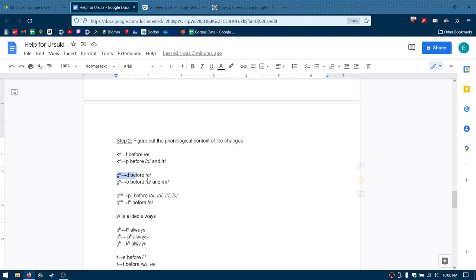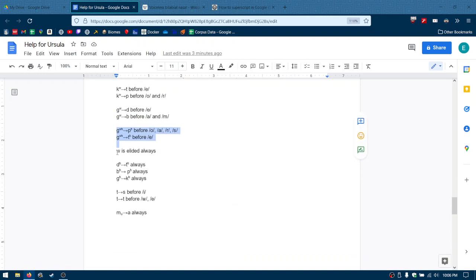Okay, and then I did the same thing with GW and GWH. And I just wrote down the context in which the pattern happened. And then I did W is always elided, which is true. I couldn't find any evidence to the contrary. There weren't any examples where a W was in PIE and it was still there in Attic Greek. It always went away, so I said always. And then I wrote down this, that DH turns into TH always, BH turns into PH always, GH turns into KH always. And I grouped them together for the reason I explained before, that all of these are instances of a voiced stop turning into a voiceless stop. And all of them are aspirated.